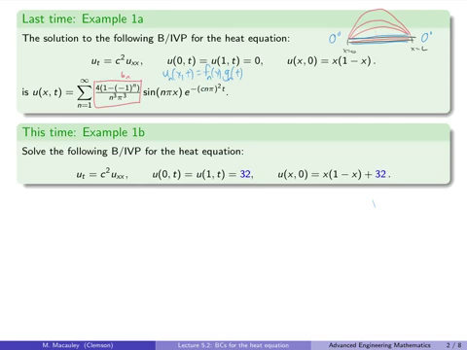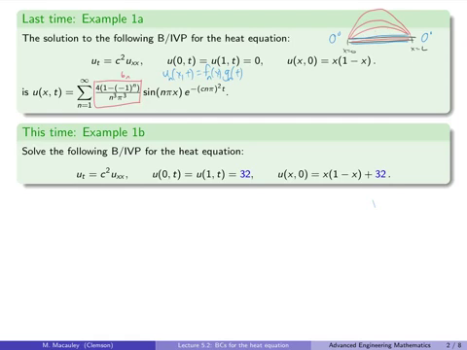Finally, we had to use the initial condition. So when we plugged in t equals 0, the exponential goes away, and now we have an infinite sum of sines that we had to set equal to this polynomial x times 1 minus x. To do that, we have to write this in a Fourier sine series, and then we equate coefficients. And that's how we got that b_n is equal to 4 times 1 minus negative 1 to the n over n cubed pi cubed.